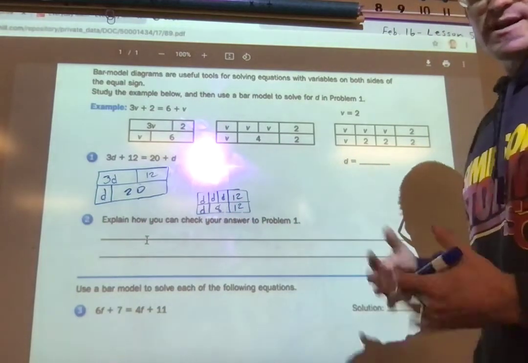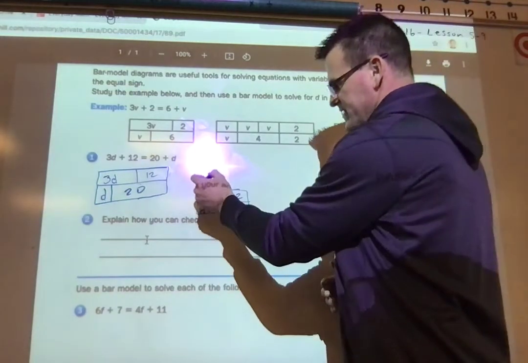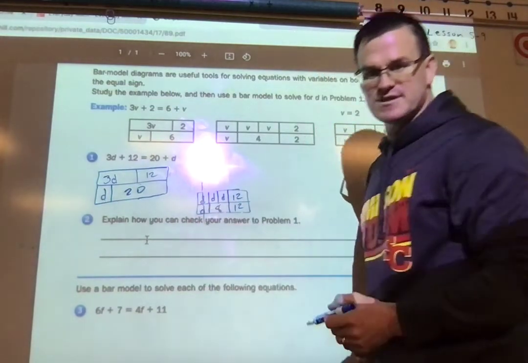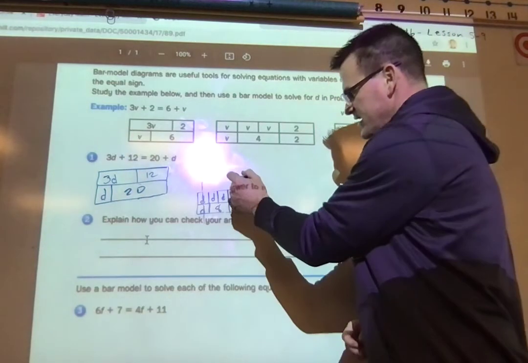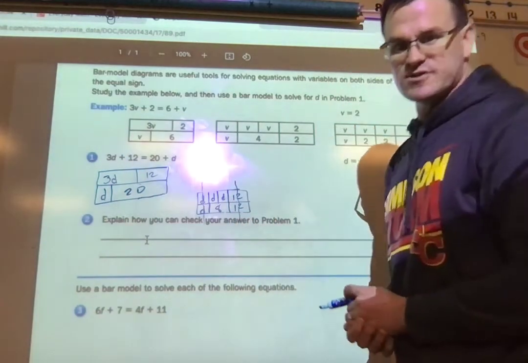What I'm doing is trying to get everything to equal something on top, and then I can cross it out. D equals D, so they're the same. They're equal, because both sides we need to get to equal each other. And 12 equals 12, so those two are equal.